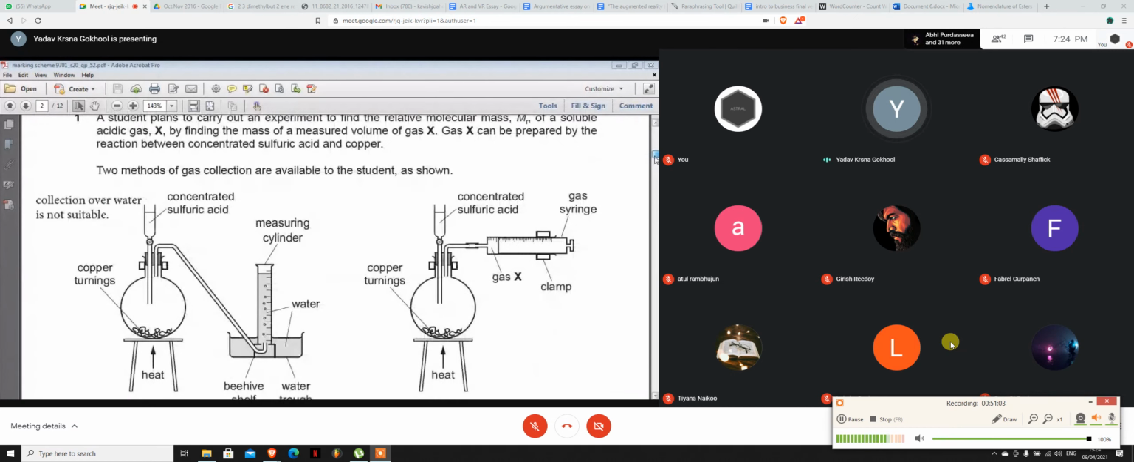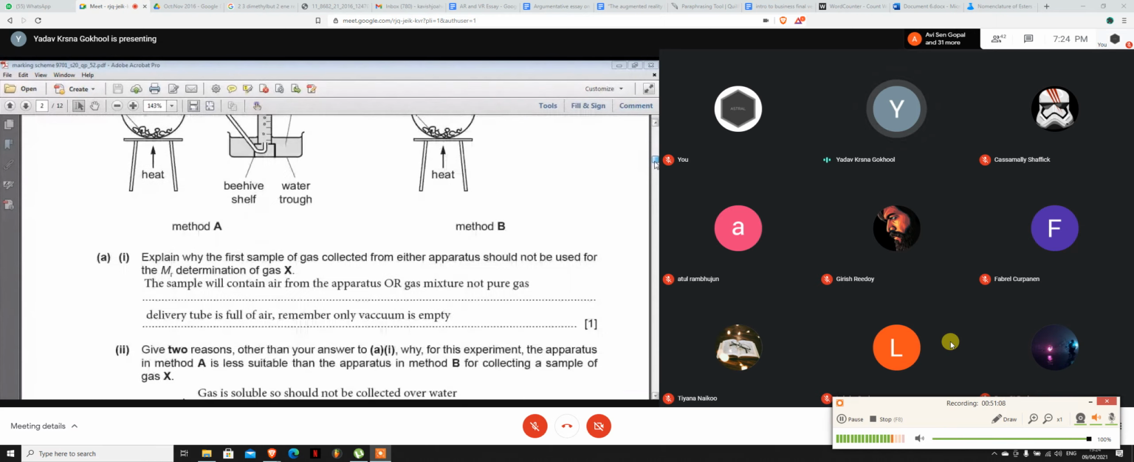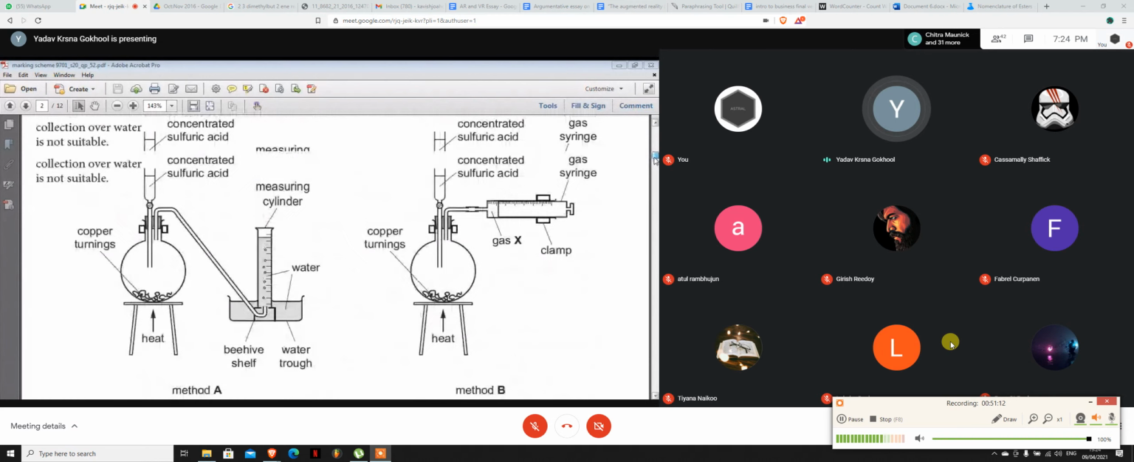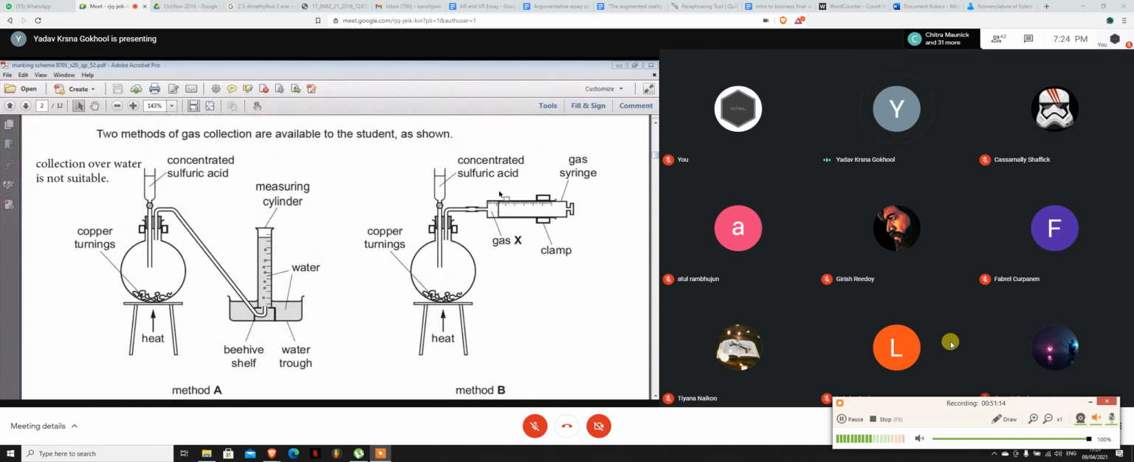Because we are using copper turnings, we'll get nitrogen dioxide, most probably. Usually it should have been concentrated nitric acid. I don't know why they have used sulfuric acid, but it works also with sulfuric acid. But usually it is concentrated nitric acid because concentrated nitric acid is both a strong acid and a strong oxidizing agent, and you get a salt plus water plus nitrogen dioxide.